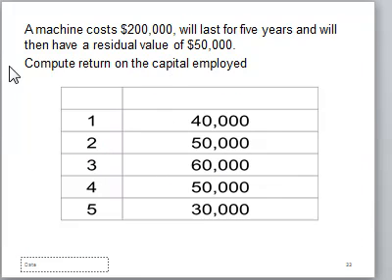So let's look at this example. We have a machine which costs 200,000. Will last for 5 years and will then have a residual value of 50. So this is our initial investment. This is the residual value. So compute the return on capital employed. So let's look at this.